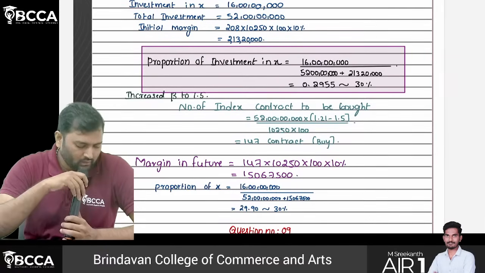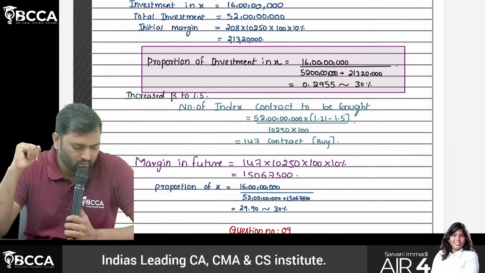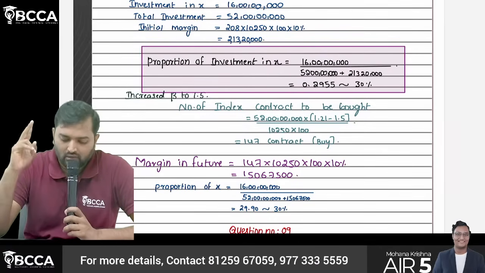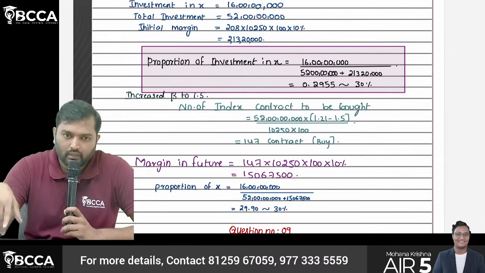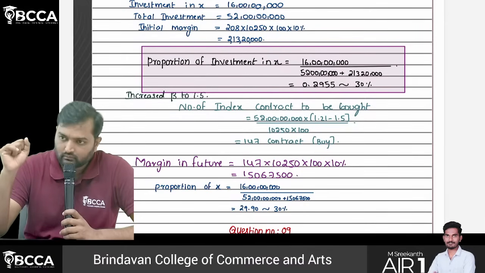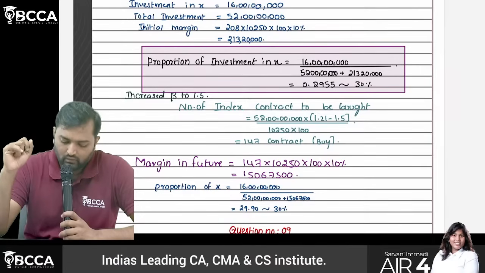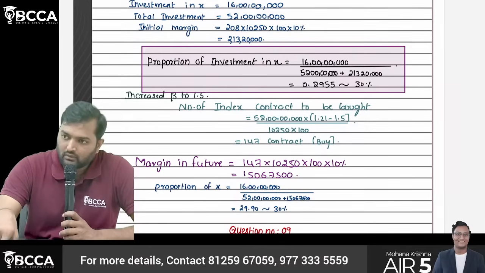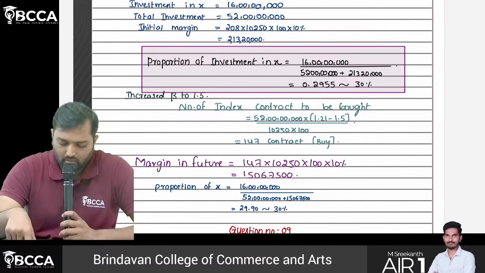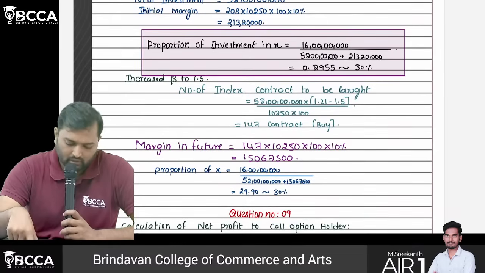So you should find out the margin amount. What is the margin amount? Margin amount is equal to 147 contracts into 10,250 into 100 into 10%. So 1 crore 50 lakh 67,500. Again, the proportion of X. What is the proportion of X? 16 crores divided by 52 crores plus the margin, 30%.